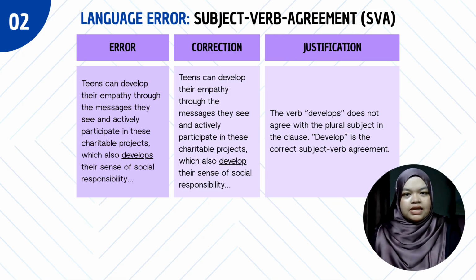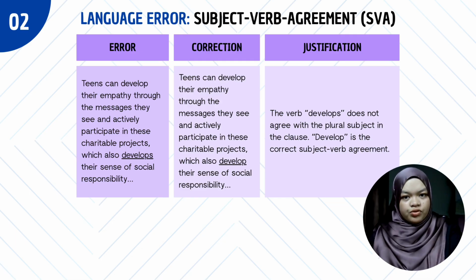In this example, the verb develops does not agree with the subject in the clause. Since the subject is plural, the verb should also be in its plural form. Therefore, develops should be changed to develop. Although this is a small error, it is important to correct it because academic writing should be grammatically accurate.